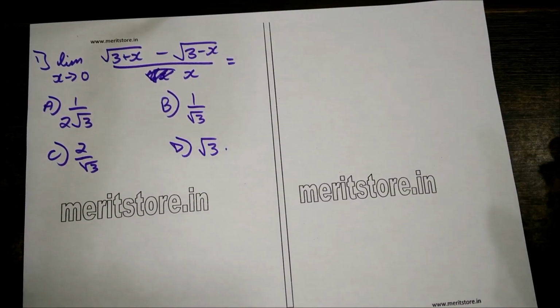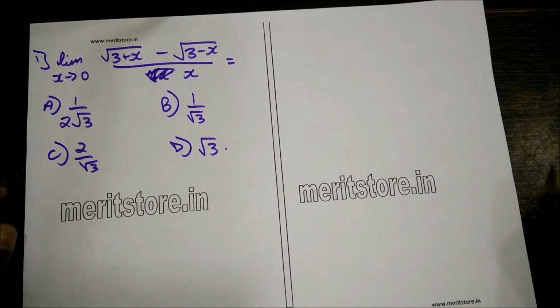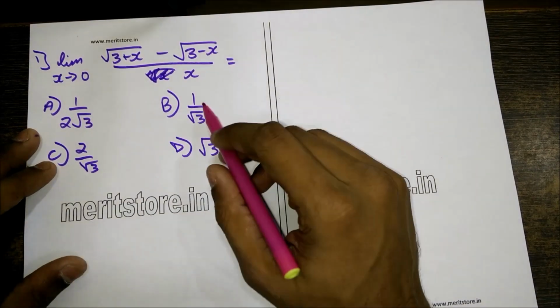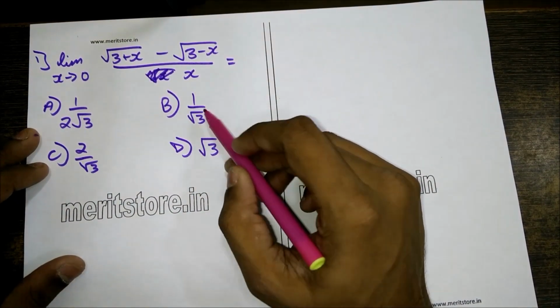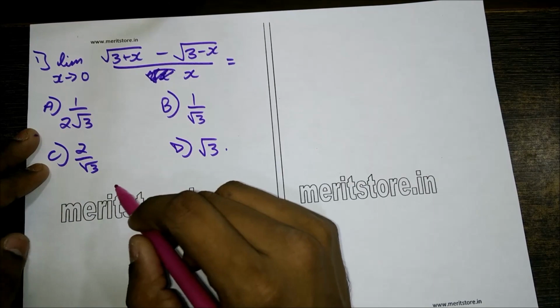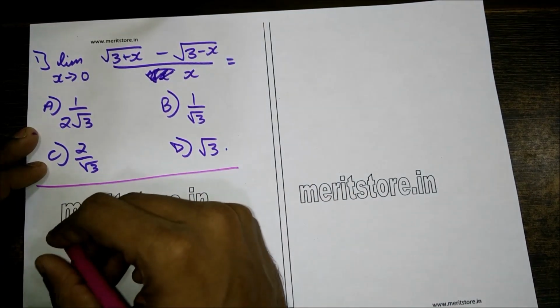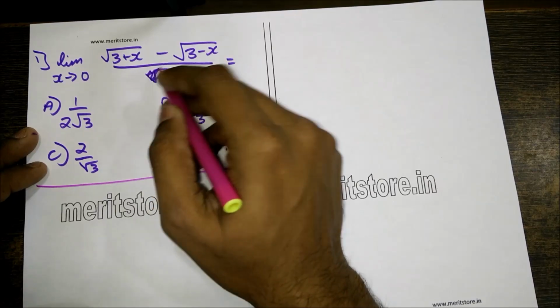Limit of x tends to 0, (root of 3 plus x minus root of 3 minus x) upon x equals: A) 2 by root 3, B) 1 upon 2 root 3, C) 1 by root 3, D) 2 by root 3, and D) root 3. So first we have to take it in 0 by 0 form.